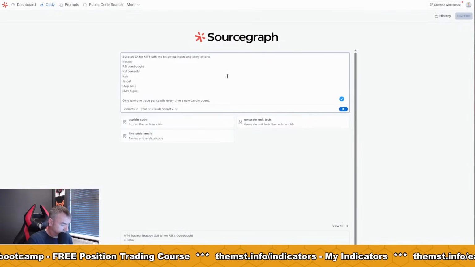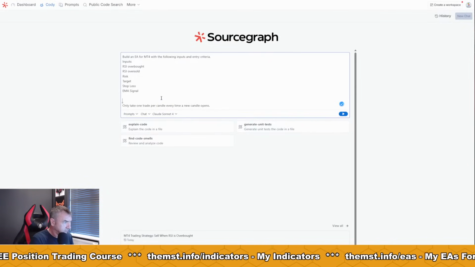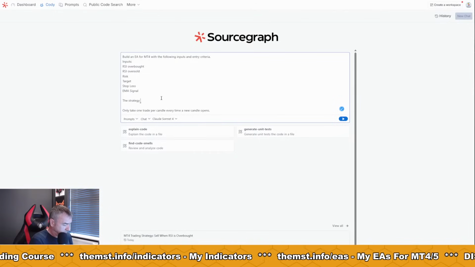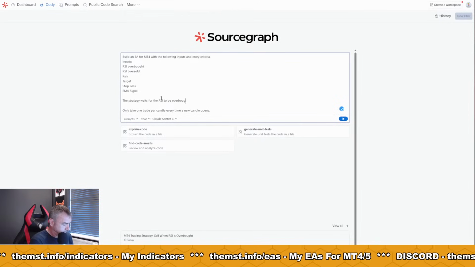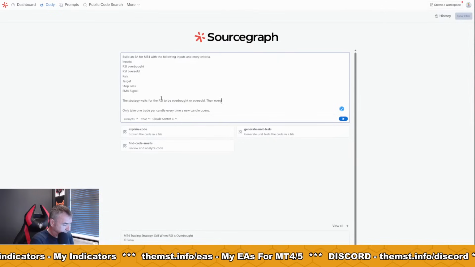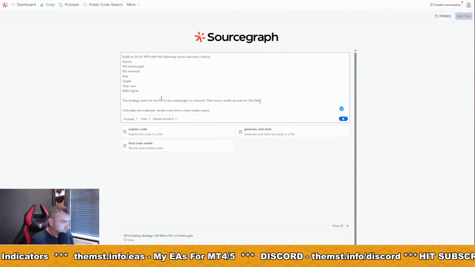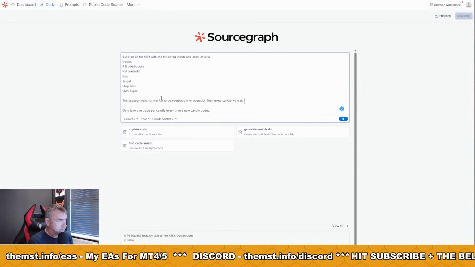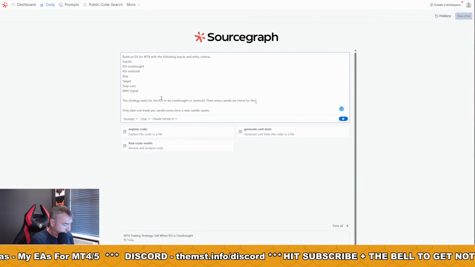Let me just define these. So RSI overbought. So these are the inputs I've asked for. So I'm just going to describe the trading strategy first. So the strategy waits for the RSI to be overbought or oversold. Then every candle, we wait for the EMA. We wait for the, sorry, that's not right. Every candle we check for the following conditions.